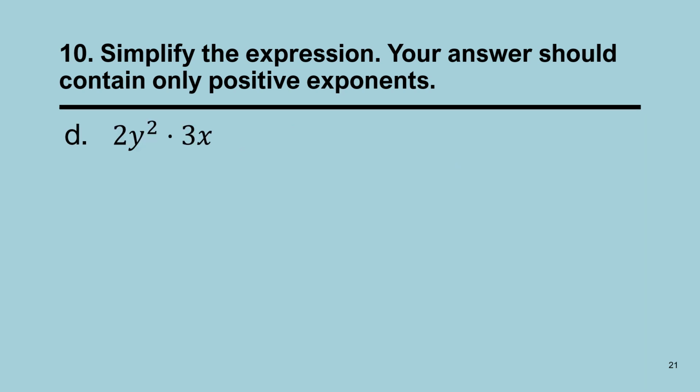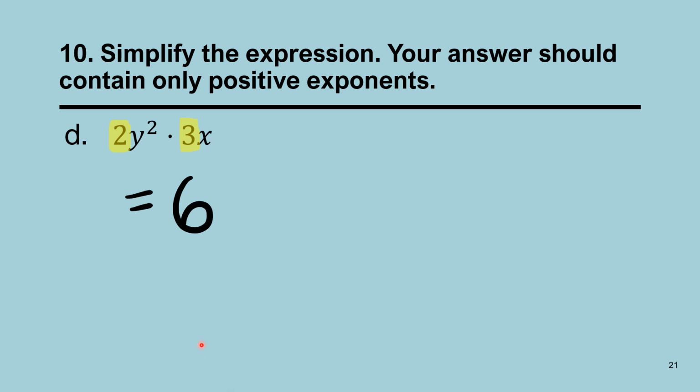Right, next we have 2y squared times 3x. So we're going to deal with the coefficients first. 2 times 3 is 6. Now let's take a look at what's left over.